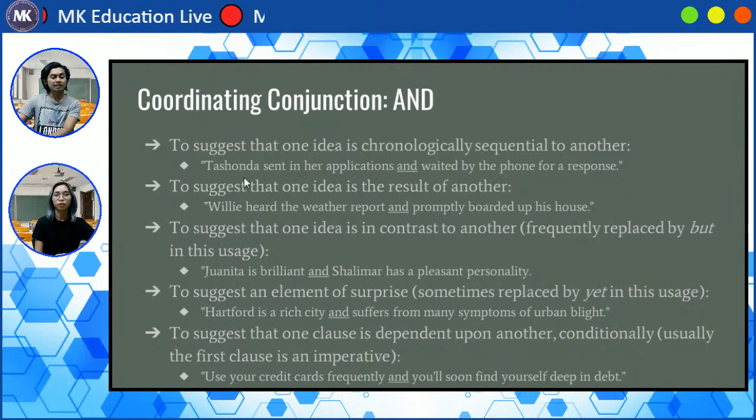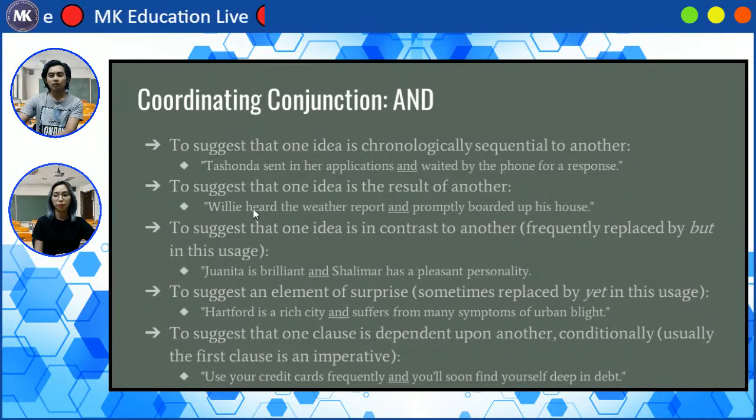time. Like in this example, Tashonda sent in her application and waited by the phone for a response. So it tells us in this use of and that this part of the sentence came first, then this one right after it. Okay, next. To suggest that one idea is the result of another. So this is like a cause and effect, that one happened because another thing happened.